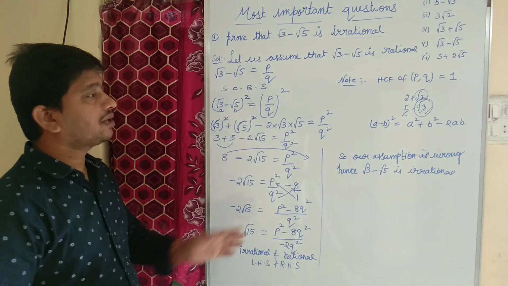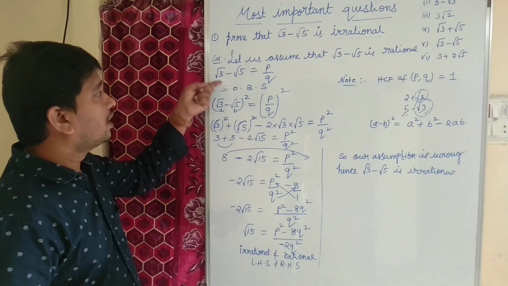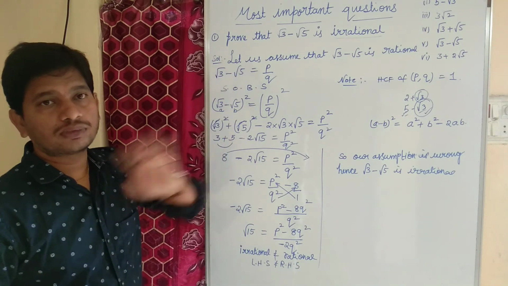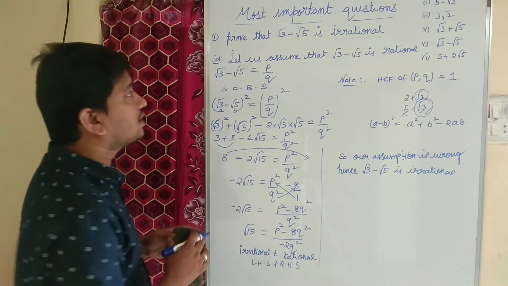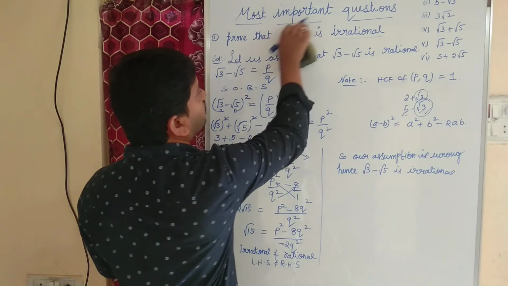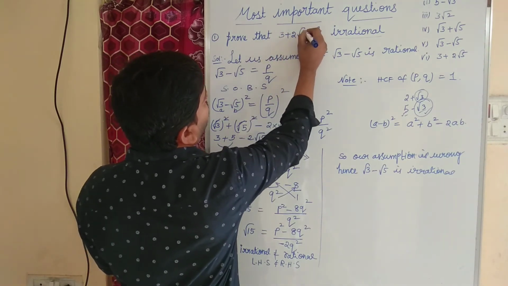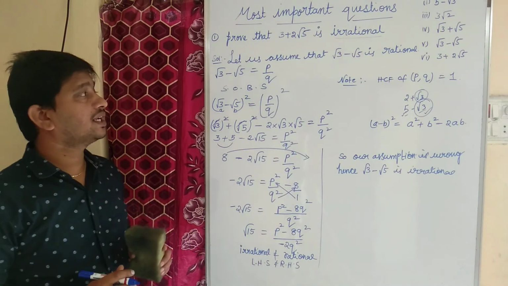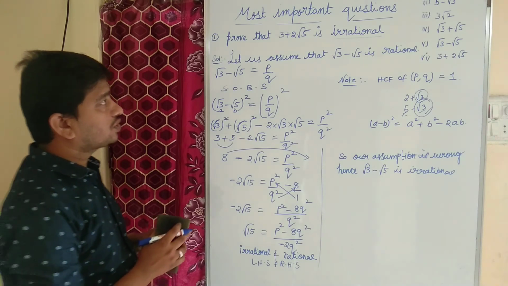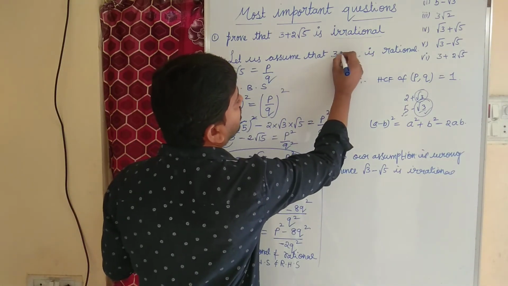But the procedure is the same. Use the (a plus b) whole square formula or the (a minus b) whole square formula when there is a root for both the terms. Okay? And the last method, they may ask a question like this also. Prove that 3 plus 2 root 5 is irrational. What is that question? Prove that 3 plus 2 root 5 is irrational.